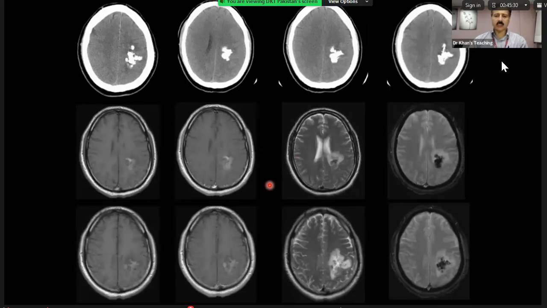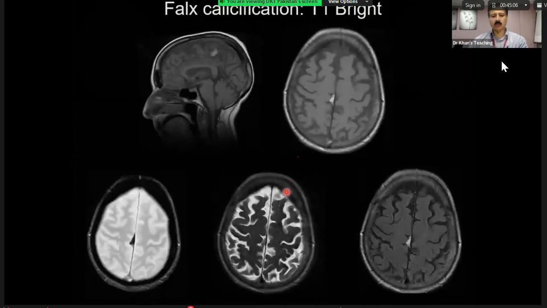This is another case. In this case, there was what we call a burnt out AVM. Burnt out is partially calcified. And on susceptibility weighted image, there is a signal loss here. And correlating with this finding, you can see that portion of it is bright. So that was the point to remember on this.